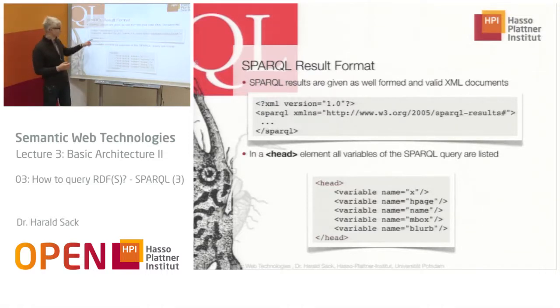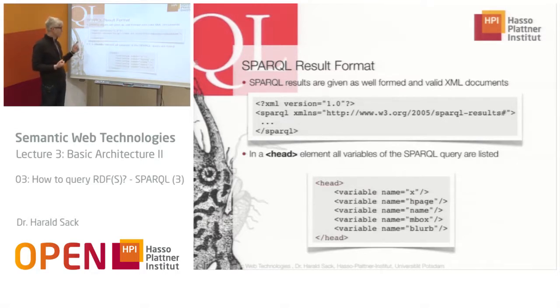So it will be an XML document, as you see here, and the type of the XML document. Here, of course, the SPARQL namespace must be defined. Here is the namespace for the SPARQL results in the document. In the rest of the document, the result of the SPARQL query will be explained.